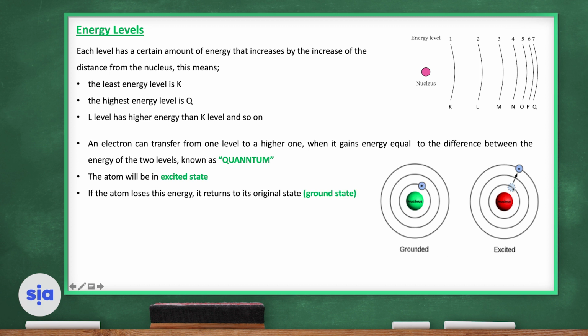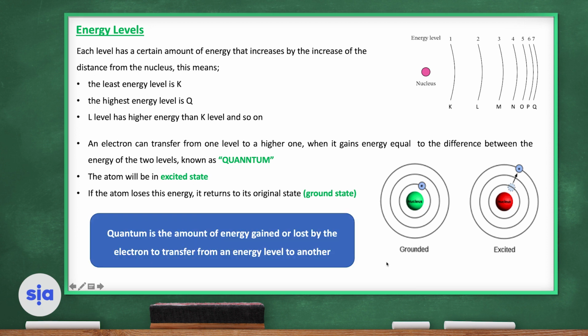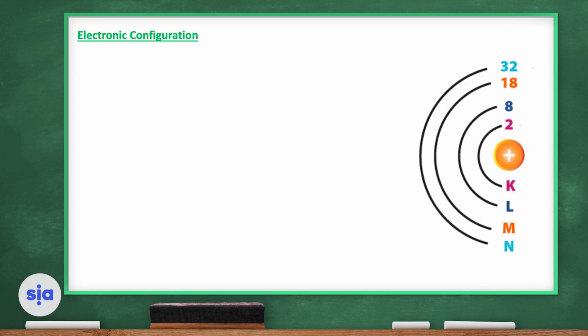If this electron loses the energy that it gained, it will return back to its original energy level, which is called the grounded state. So quantum is defined as the amount of energy gained or lost by the electron to transfer it from one energy level to another. What is electronic configuration?